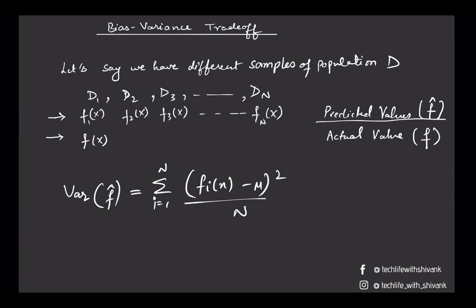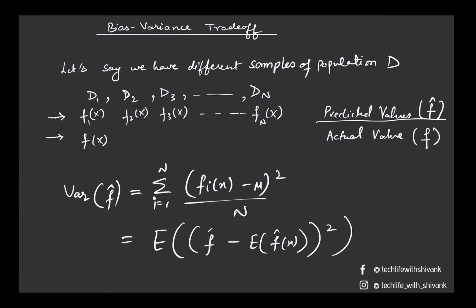In other words, this is just the expected value of, so mu is simply the expected value of f dash x, and we have to take the expected value of f dash x minus expected value of f dash x, square. So this is the variance for f dash.